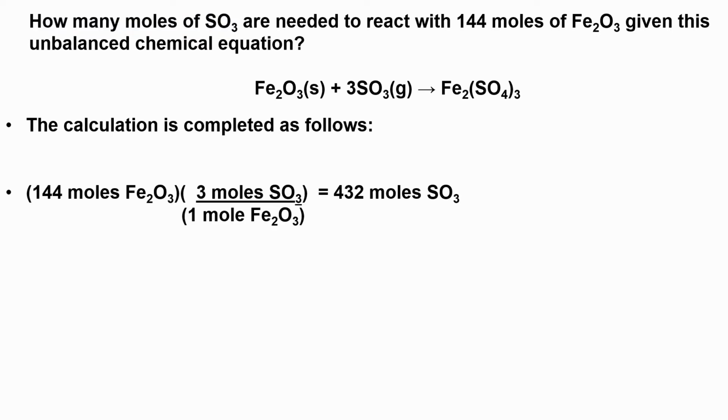So we write the following: 144 moles of Fe2O3 times the fraction, 3 moles of SO3 divided by 1 mole of Fe2O3. This is equal to 432 moles of SO3. Notice that the moles of Fe2O3 will cancel.